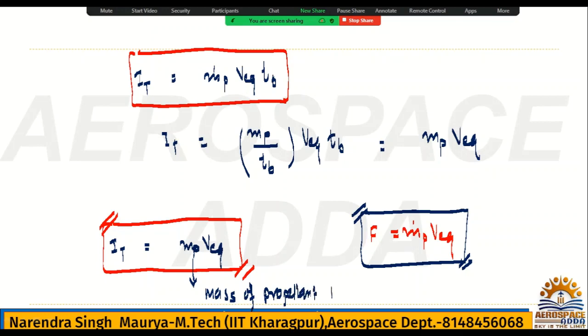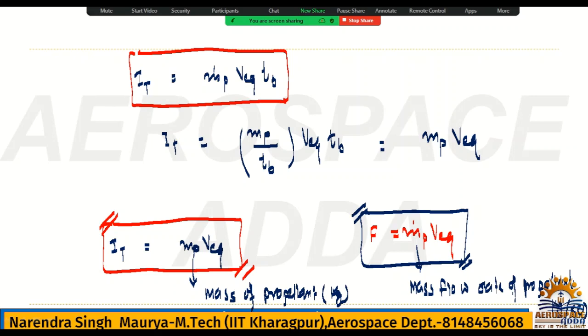And the unit will be in kg. What is this m dot p? Mass flow rate of propellant, kg per second. M dot p is kg per second, and mp is kg. So that is a very basic thing, but you need to remember. Okay, all right. Now, this is the first performance parameter of the rocket.